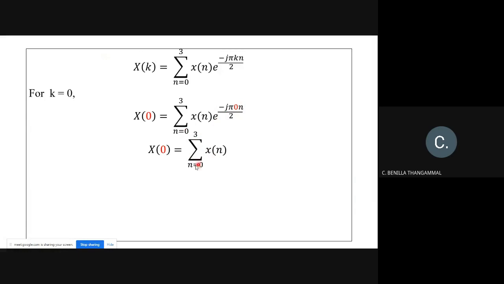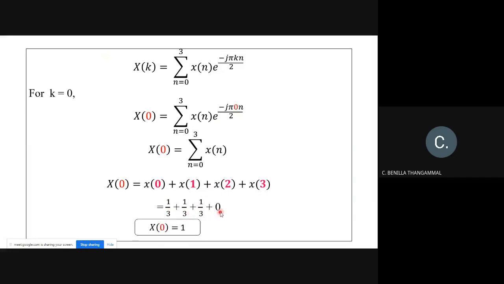So it's going to be summation n equal to 0 to 3 x of n, as e power 0 is going to be 1. Now I have to expand the summation by replacing my n value as 0, 1, 2 and 3. So I'll be getting x of 0 plus x of 1 plus x of 2 plus x of 3. And I'll substitute the values of x of 0, 1, 2 and 3 as 1 by 3 plus 1 by 3 plus 1 by 3 plus 0. So your X of 0 is going to be 1.